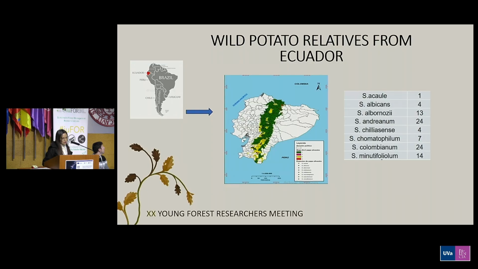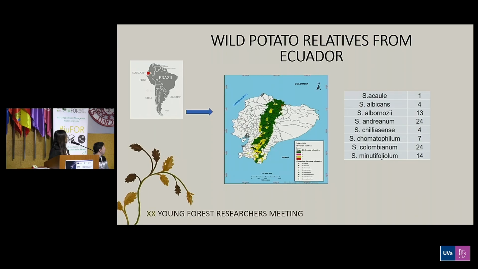So, my project was in Ecuador. We evaluated the white potato relatives from Ecuador. Ecuador is in South America, this small country that you can see, but we have a high biodiversity. So every project, every research that we do in order to know more about our biodiversity is very important.